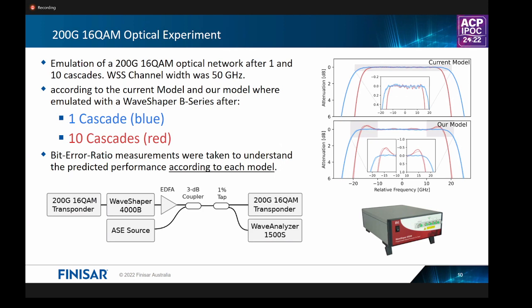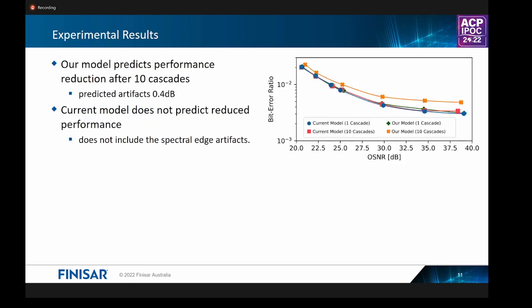And we did a comparison of the bit error ratios here. And this is what we found. Essentially, with the curves predicted by the current model, we find that the 1 cascade result and the 10 cascade result were essentially unchanged. So there was no difference between 1 and 10 cascades, according to the model that we have right now. But with the new model, when we compared the bit error ratios of the 1 and the 10 cascade result, we actually saw a discrepancy, in fact, a reduction in performance.